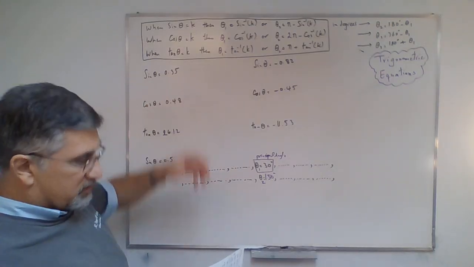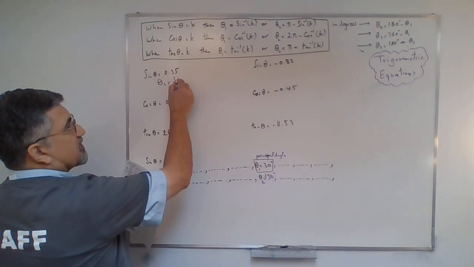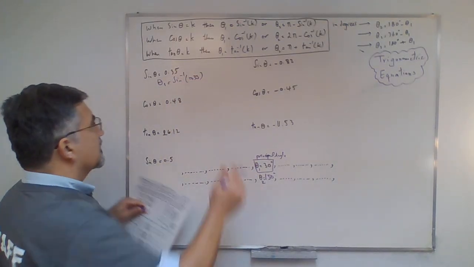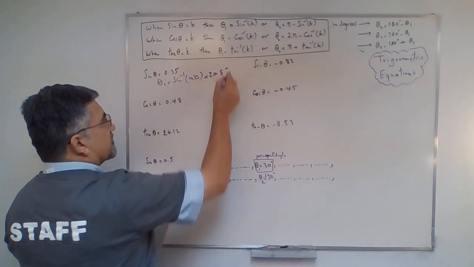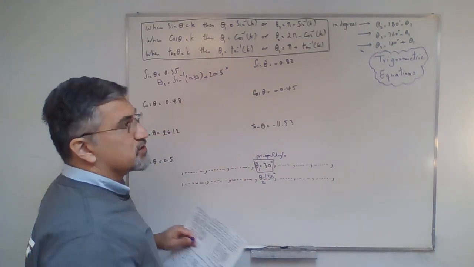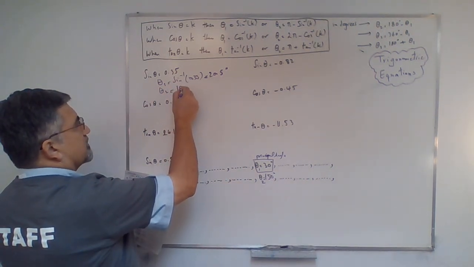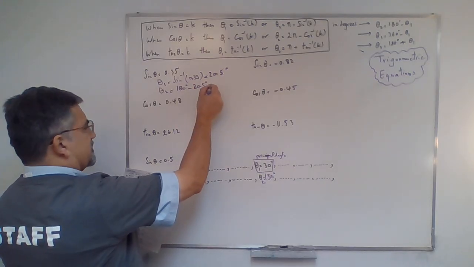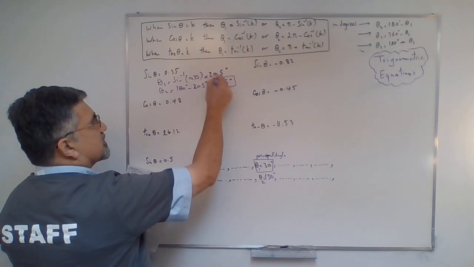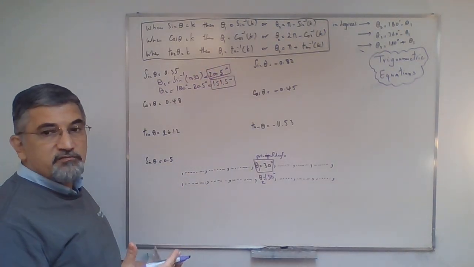Sine of theta equals 0.35. So if you want to find theta itself, it would be inverse sine of 0.35. You can try with your calculator. It's going to be 20.5 degrees. This is the first solution. The second solution, you have to always remember, it's 180 minus this. So theta sub 2 would be 180 degrees minus 20.5, and that would be 159.5 degrees. So basically, we found two solutions within the interval of 0 and 360.